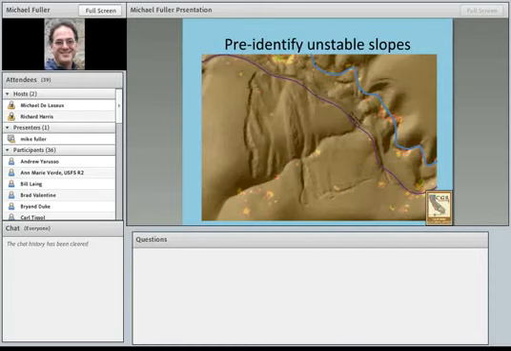LIDAR has disadvantages of requiring complex processing and currently has limited geographic and temporal coverage.